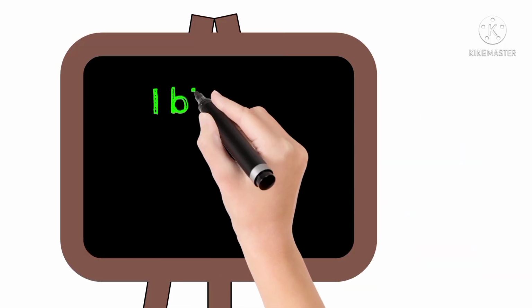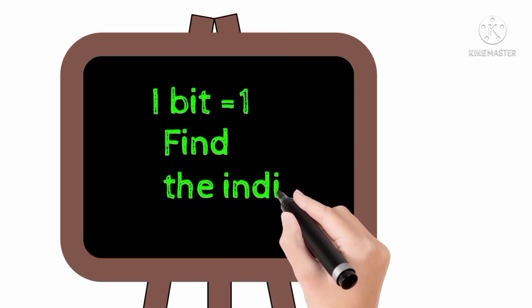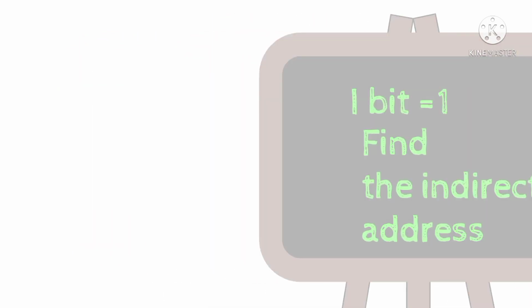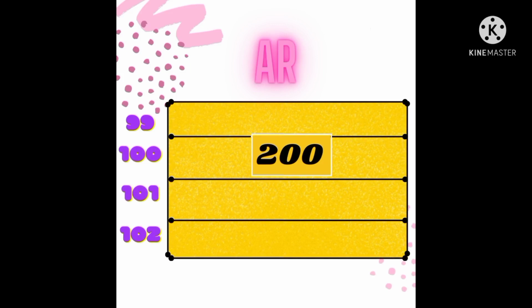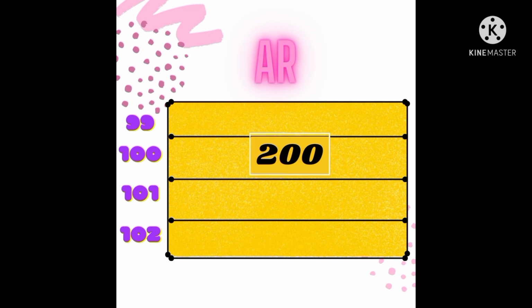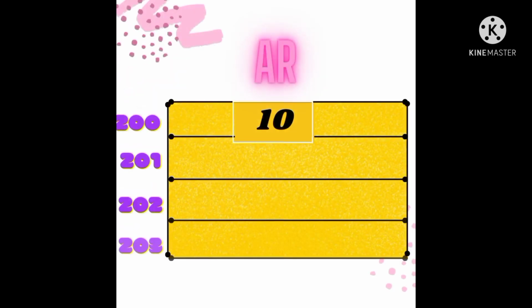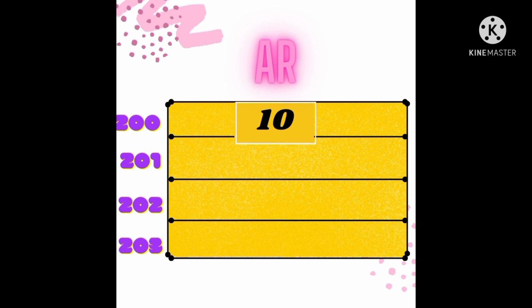Suppose the I bit given is 1, then we have to find the indirect address. That means we have to move to the address given, that is the 100th location, and from that we will get another address. Here it is 200. So we have to move to the second address, and from the second address 200 we will get the content or value, that is 10. After that, the value will be added with the content of the accumulator and the result will be stored back to the accumulator.